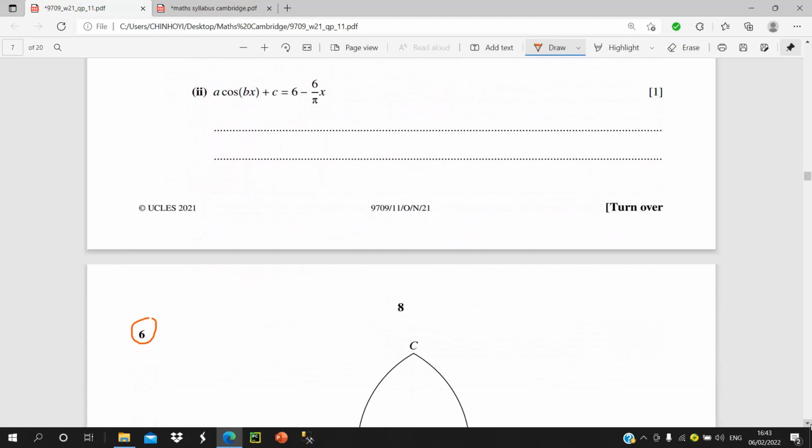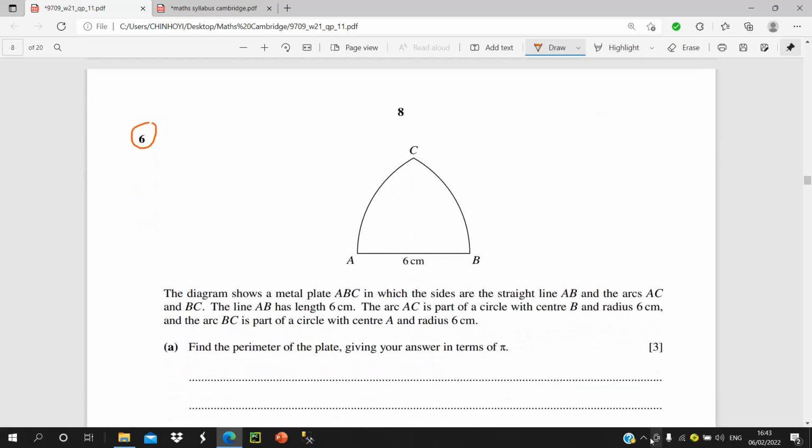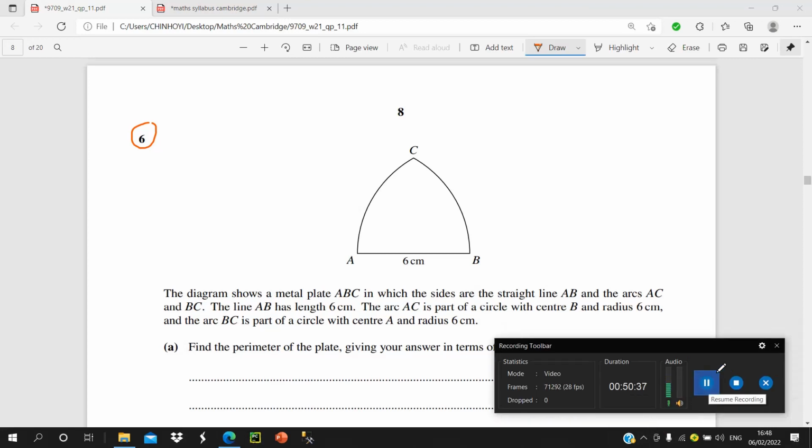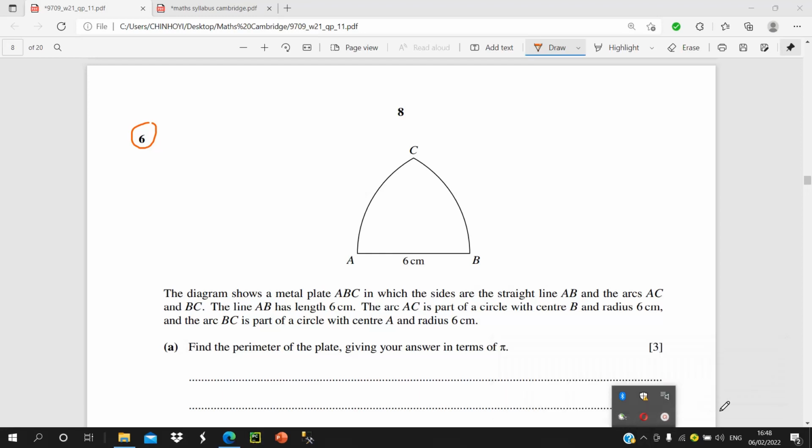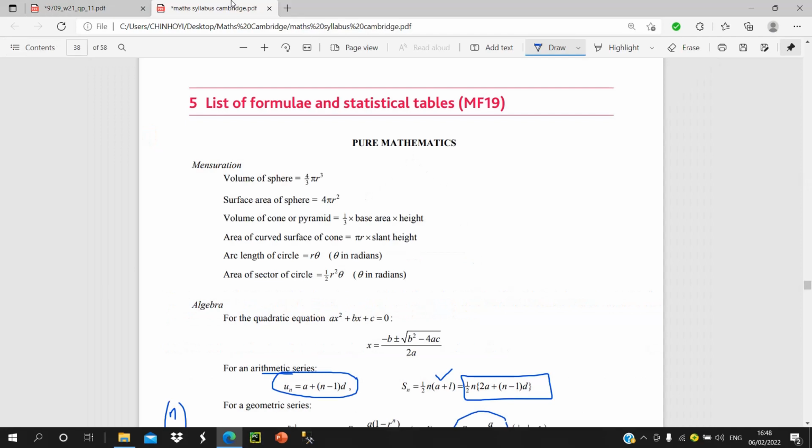So let's look at number 6. We have got a diagram on number 6. So we are given the diagram. This topic is under circular measure, and we are also given certain formulas here. These formulas might help you when solving questions on circular measure.